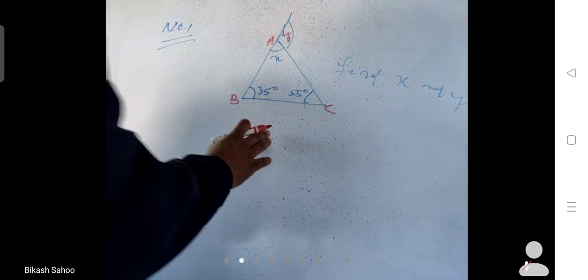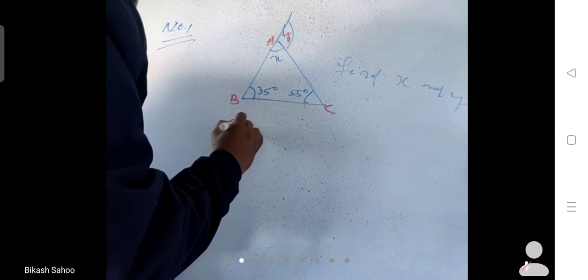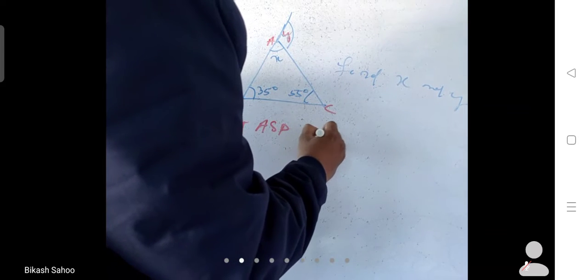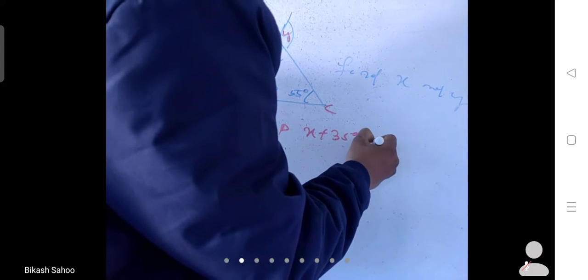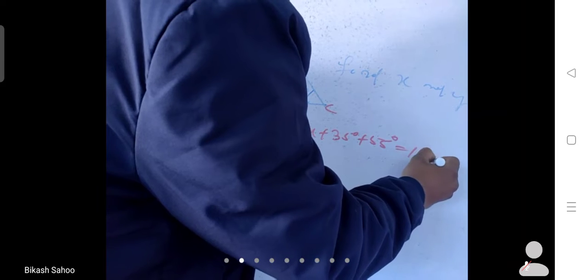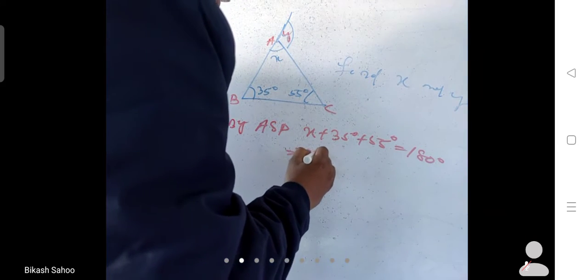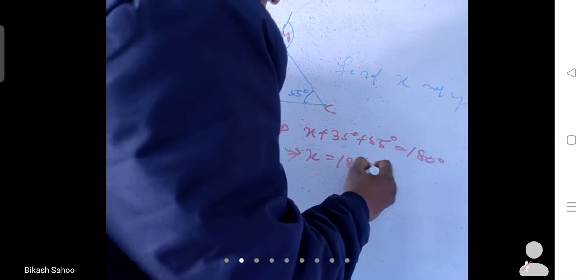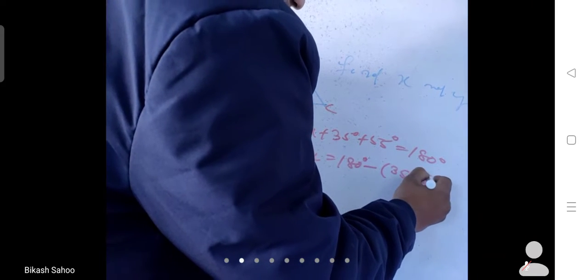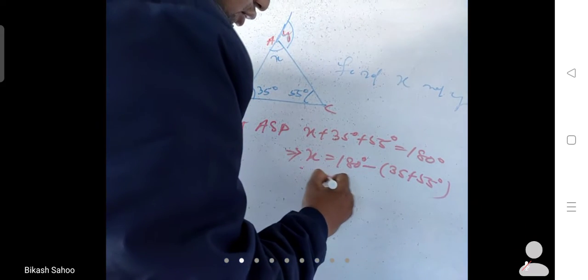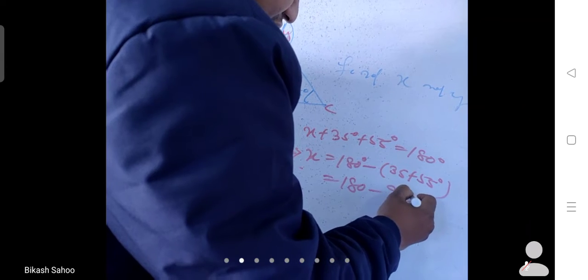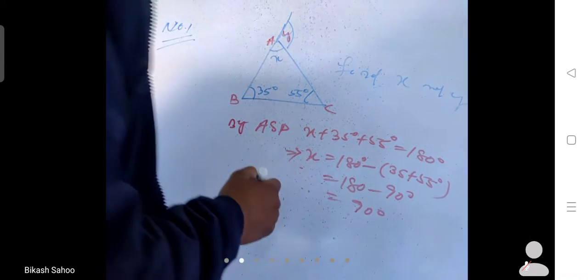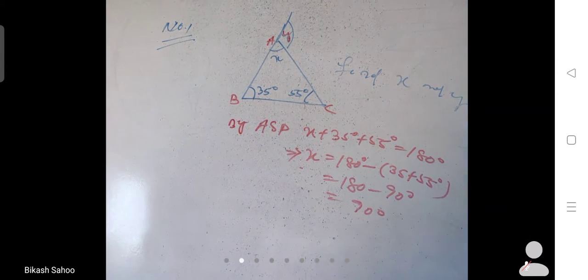Okay, so first you solve that by the angle sum property: x plus 35 degree plus 55 degree is equal to 180 degree. Yes or no? X equal to 180 minus 35 plus 55. So 180 minus 90 degree, which is 90 degree. So value of x is 90. Okay.